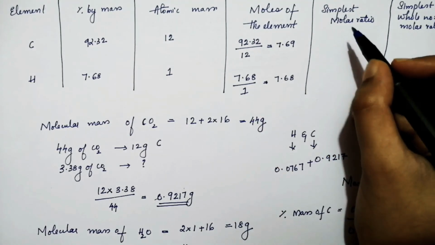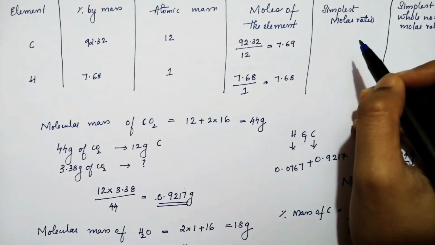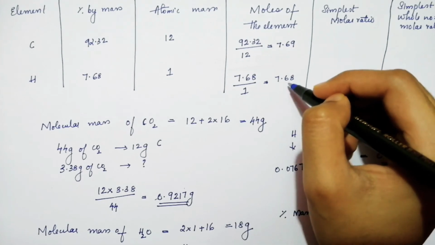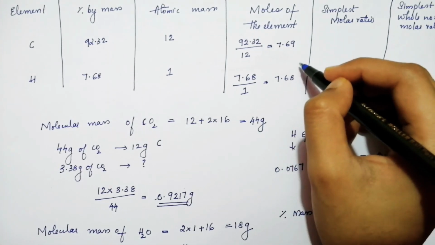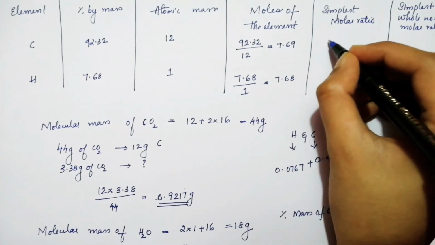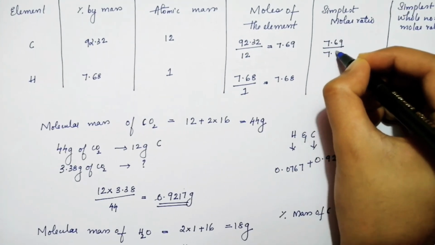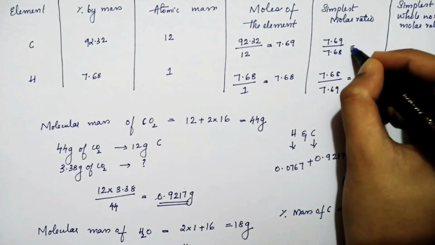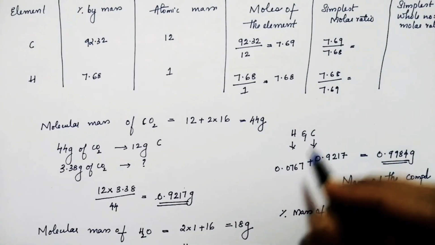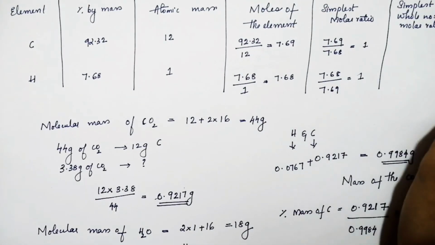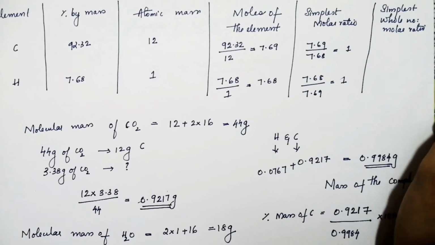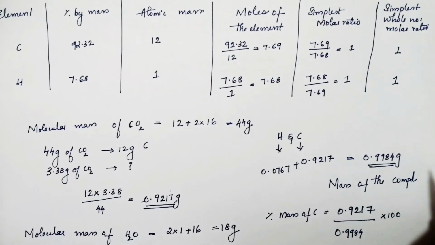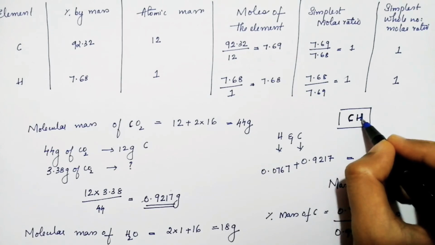Now the next column is to calculate the simplest molar ratio. To do that, we divide this moles of element with the smallest among these. Now we know these two numbers are almost similar. So when we divide this, we get 7.69 divided by 7.68 and 7.68 divided by 7.69. So this gives us 1 and 1. Since there are no decimal points in the last column, we can directly write this 1 and 1. From this table, we can write the empirical formula as carbon and hydrogen, that is CH.